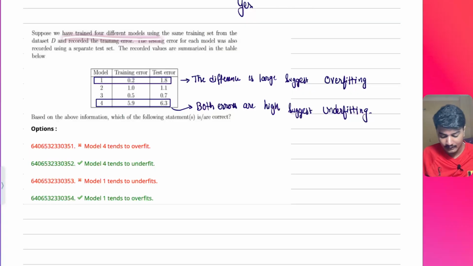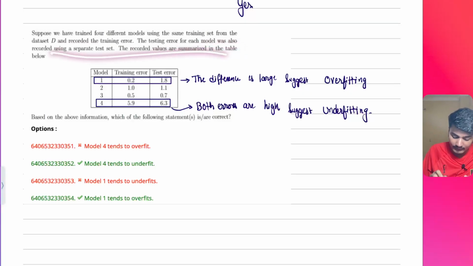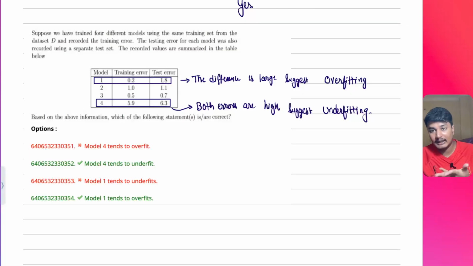Suppose we have trained our 4 models using the same training set from the dataset and recorded the error. Okay, for the same training points we have used this. The test error for each model will also be recorded using a separate dataset. The recorded values are summarized in this table. Based on this we have to tell the outcome. So first, in the first model you just see that training error is this and test error is this. So training error is very less, but testing error is very high.